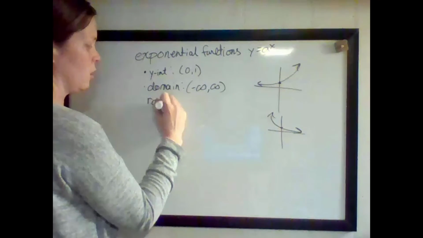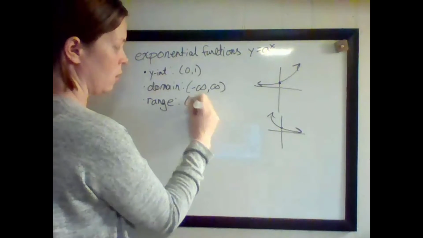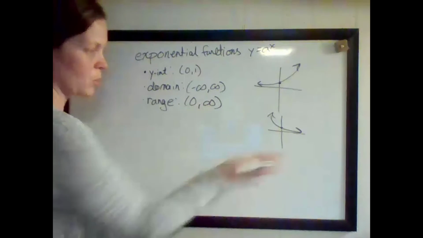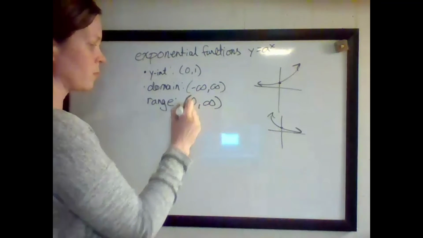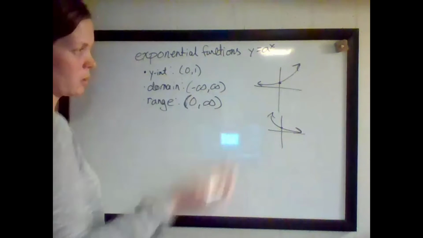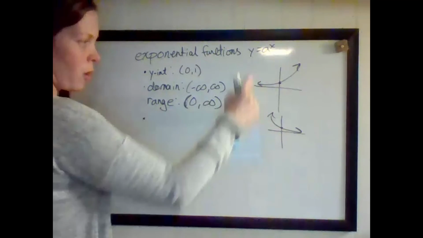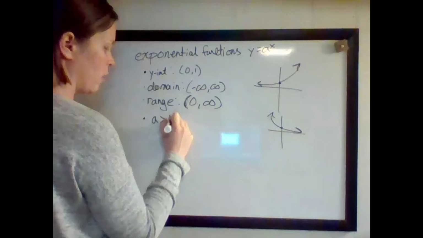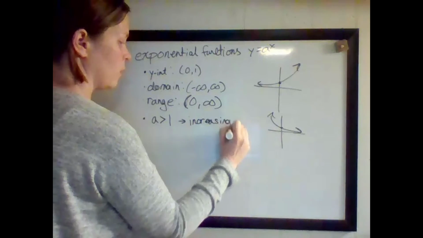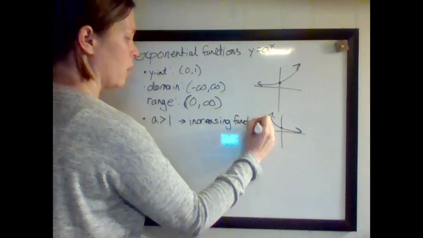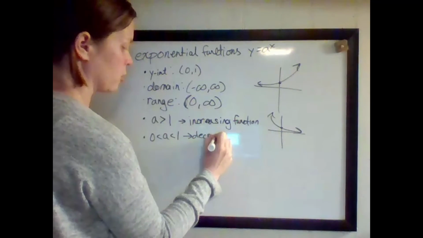The range would always be, bottom to top, no points until I hit 0, but then until infinity I have values. So 0, and notice I use a parenthesis because it's never going to actually get to 0, it's just going to get really close. What else? It is a function, it's a one-to-one function. To talk about the difference of these, if a is greater than 1, then the function is increasing. And if a is between 0 and 1, then it's a decreasing function.